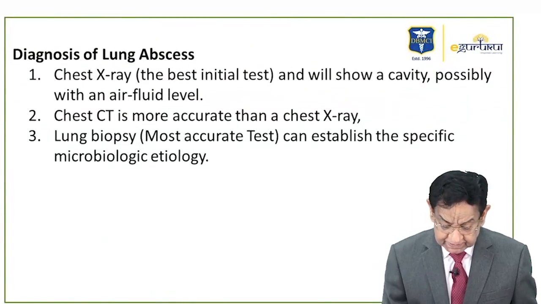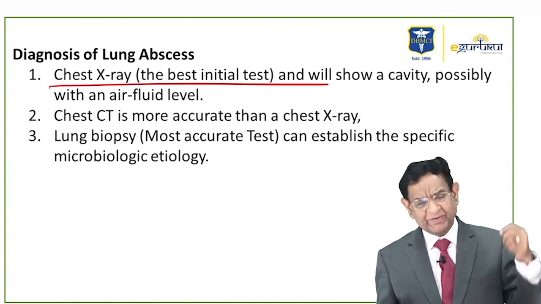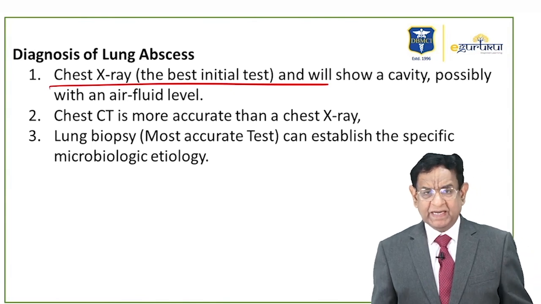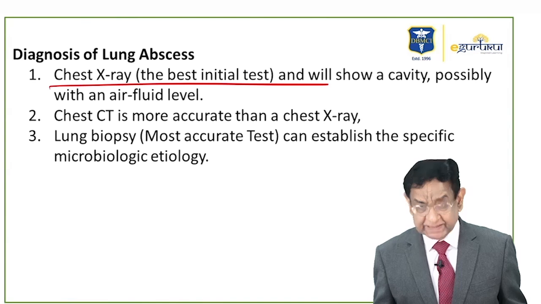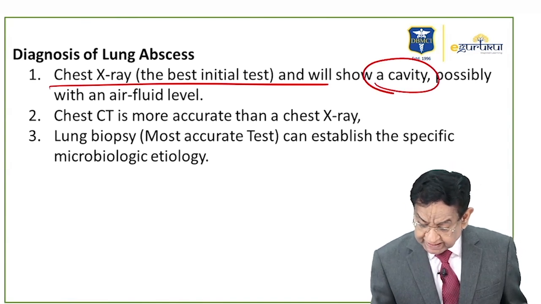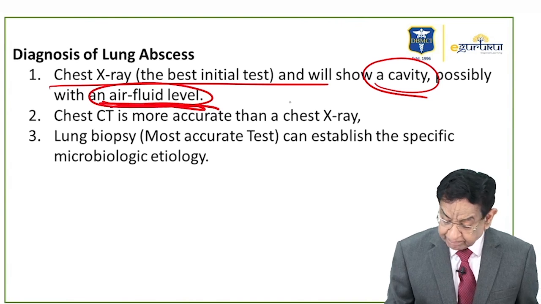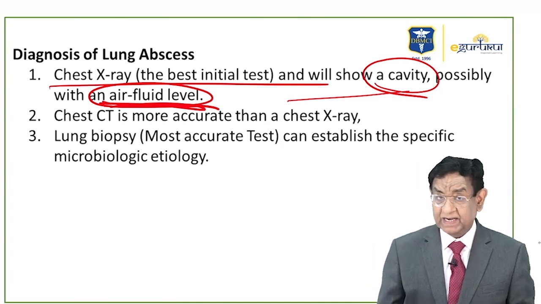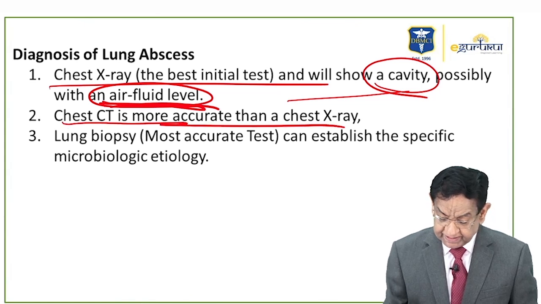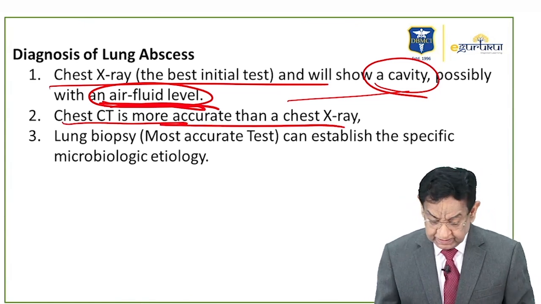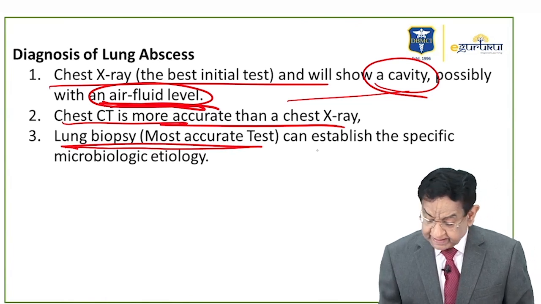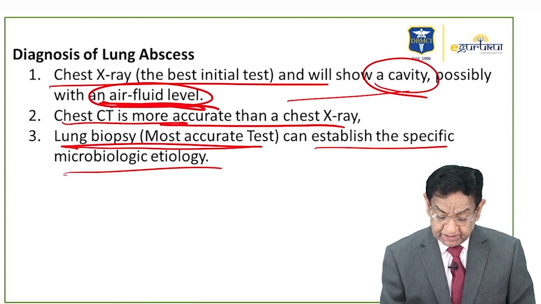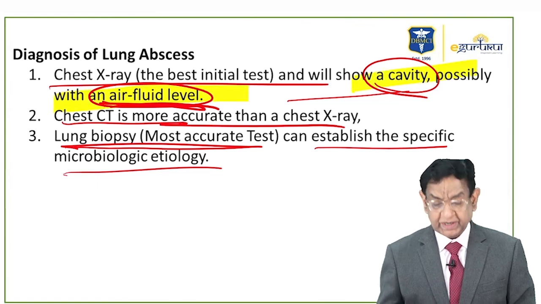How do we diagnose a case of lung abscess? Chest X-ray is the best initial test. In fact, for every lung pathology, by and large, the first investigation is always chest X-ray, which I always say. Any cardiac problem, the first investigation is always ECG. It may show a cavity, possibly with an air fluid level. This is important: a cavity with an air fluid level in chest X-ray is 99% lung abscess. CT scan will definitely be more accurate than chest X-ray; that is universally true. And lung biopsy is the most accurate test, and it can give you a specific microbiological diagnosis also. So friends, the key word you have got to remember is air fluid level in a cavity.